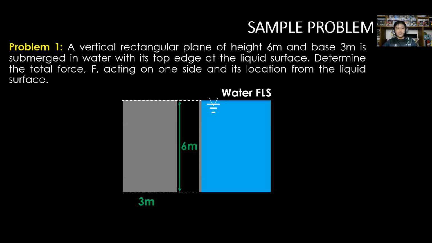So let us now take our sample problems. For problem number 1, a vertical rectangular plane of height 6 meters and base 3 meters is submerged in water with its top edge at the liquid surface. Determine the total force F acting on one side and its location from the liquid surface.